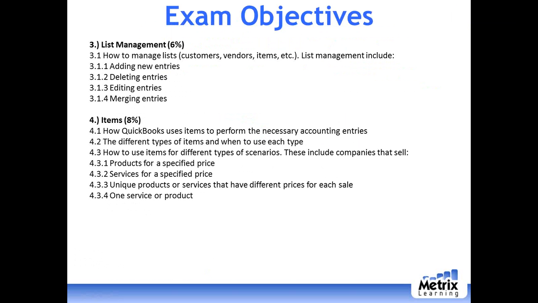So this includes companies that sell products for a specified price, services for a specified price, unique products or services that have different prices for each sale, one service or product, and also the difference between inventory parts, non-inventory parts, and inventory assembly. So pages 40 to 48 of the Day 1 manual.